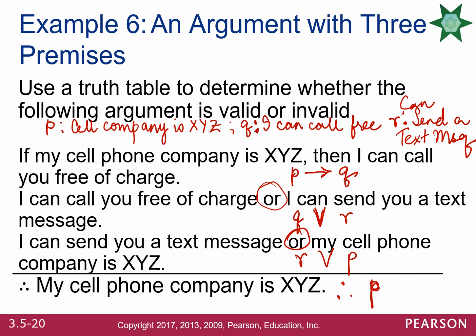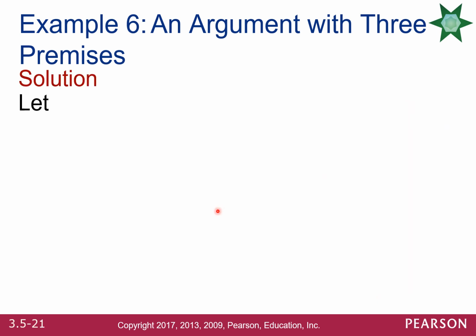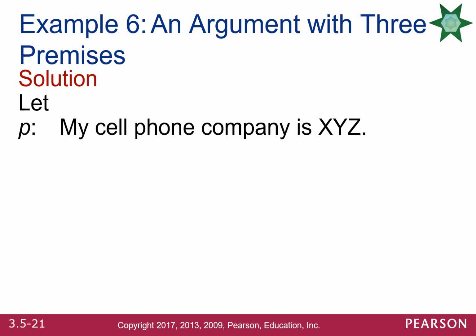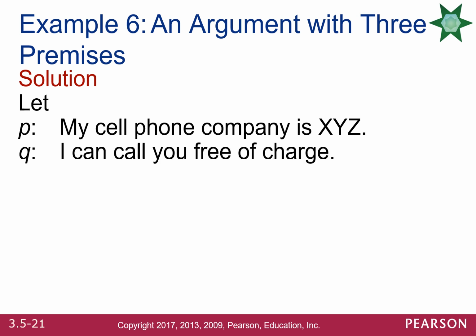All right, so we are going to put all these three premises together. So if P, then Q, and Q or R, and R or P, and then on the right hand side we are going to have the P, and then we'll finally have the constructed truth table tell us whether it's a valid argument or not. So let's go through the solution. It should be pretty much the same as what we came up with. First of all, P represents my cell phone company's XYZ.